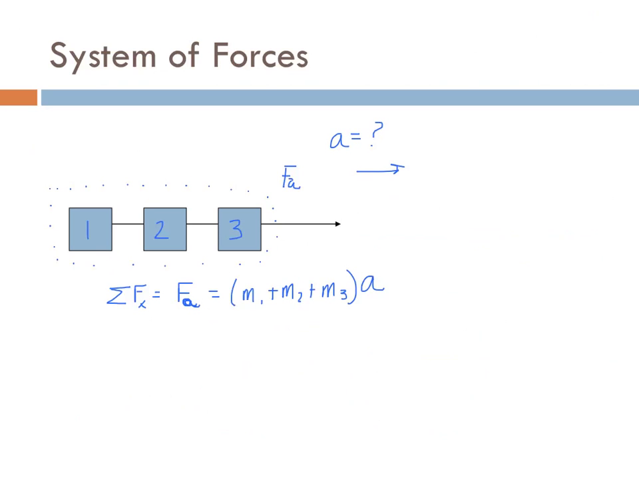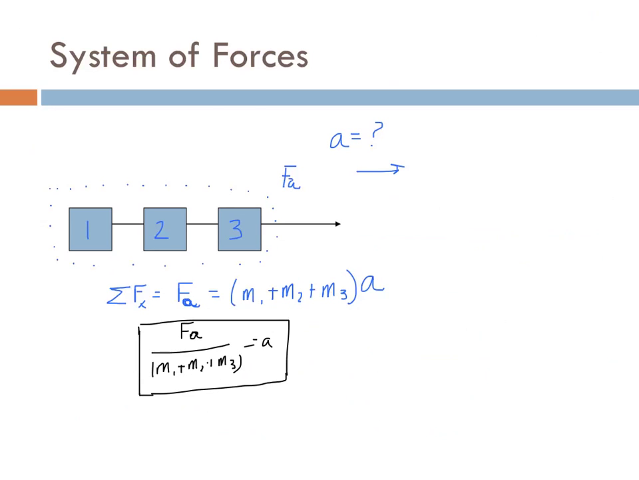So here, my force applied divided by my 3 masses, which is something we saw earlier, is equal to my acceleration. So again, when you have a problem like this, when you have multiple objects being tied together, you can always think of them as a system.